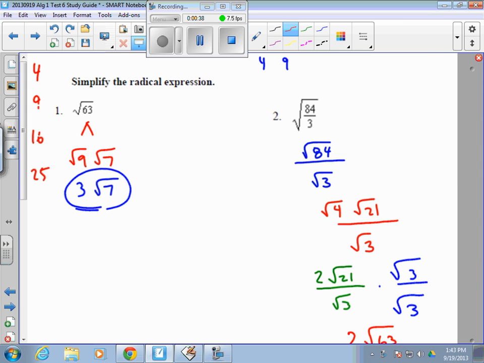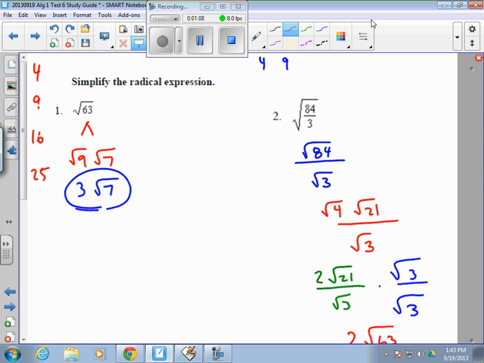Square root of 84 over the square root of 3. 84 can be separated into the square root of 4 times the square root of 21. That's a perfect square. It gives you 2 times the square root of 21 over the square root of 3. In order to get rid of the square root of 3 at the bottom of the fraction, you multiply by whatever it is over itself, or you rationalize it. Multiply by the square root of 3 over the square root of 3.